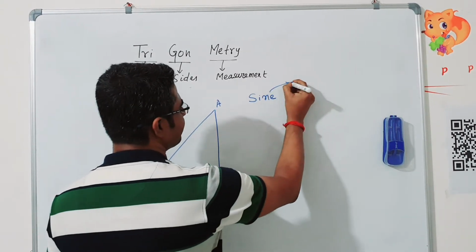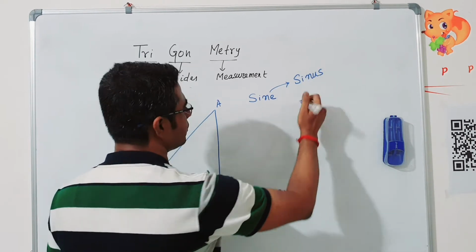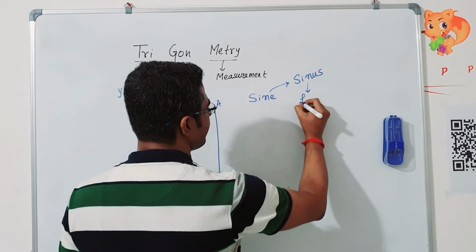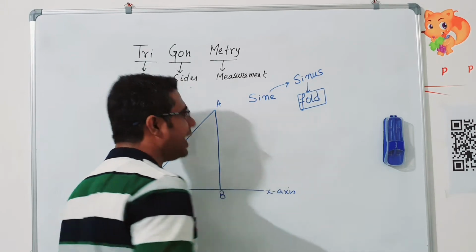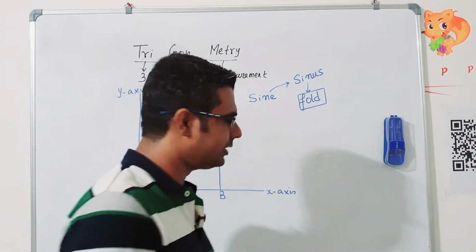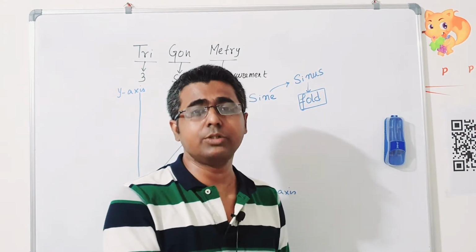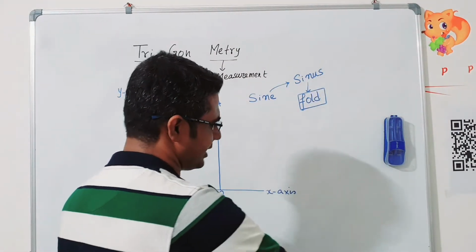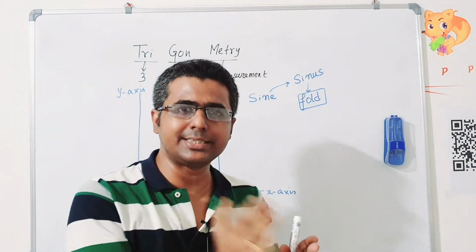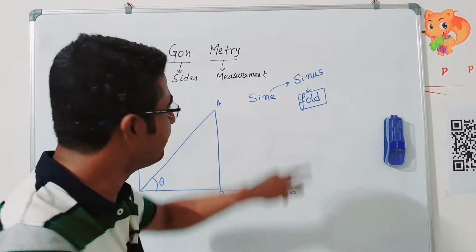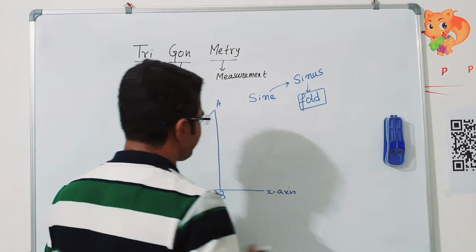This word comes from sinus. You can call it sinus also. This means nothing but fold. Later on you will learn that if you draw curves or graphs of sine theta, you get folds like this. That name is derived here as sine, nothing else, because sinus means fold. So what does this sine signify?